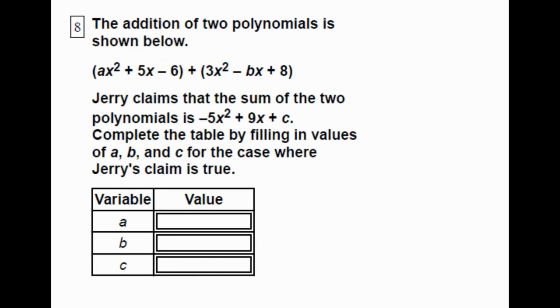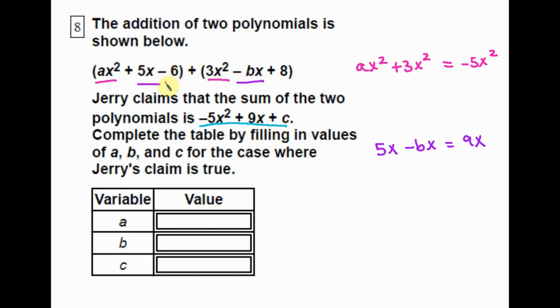Number 8 is giving you a certain situation, so go ahead and read the instruction. They're saying when you are adding these two polynomials, the sum of the two polynomials became negative 5x squared plus 9x plus c. What you're supposed to do is find the value of a, b, and c. What I'm going to do, I'm going to separate them one by one. For example, when I add ax squared with 3x squared, I'm supposed to get negative 5x squared. When I'm adding 5x with negative bx, I have to get 9x. The last one is saying if I had negative 6 plus 8, I'll get c.